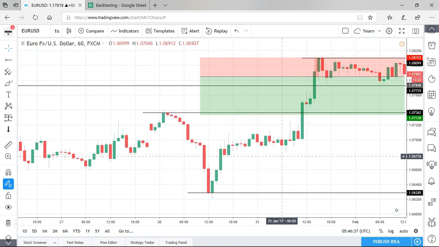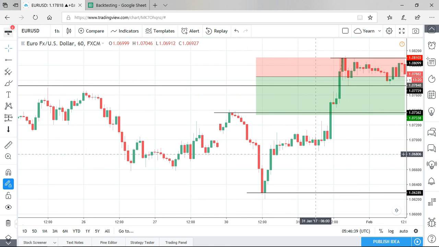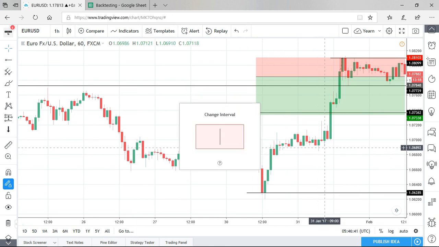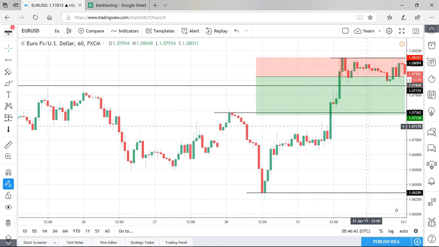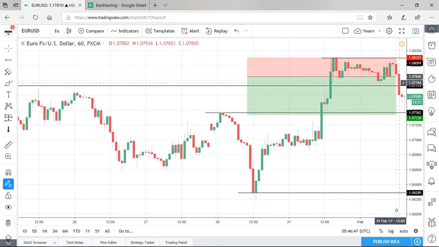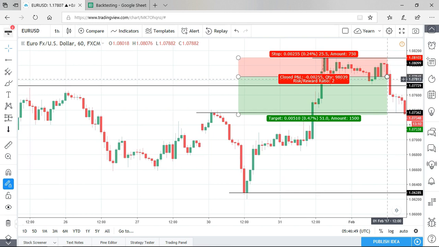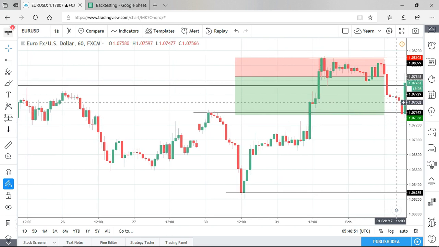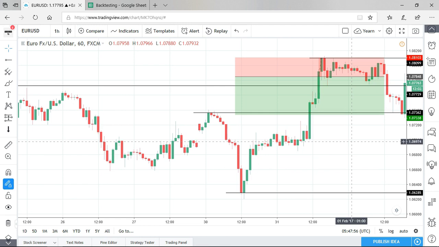So now I'm just going to scroll forward using the right arrow key and see how this trade plays out. As you can see, the trade is triggered and the profit target was reached. Now that you know the outcome of the trade, you'll need to record your results.